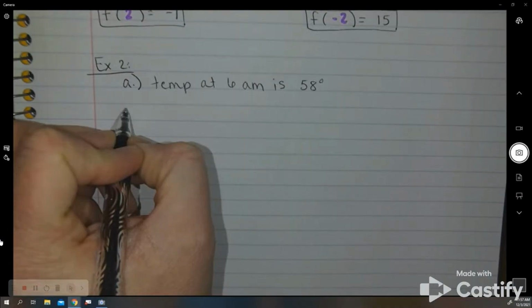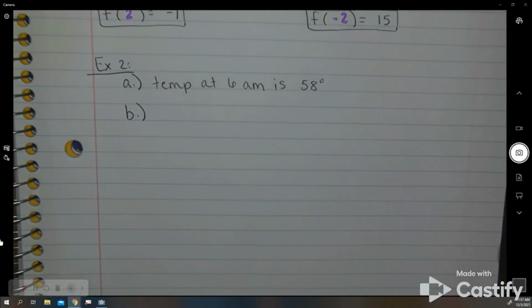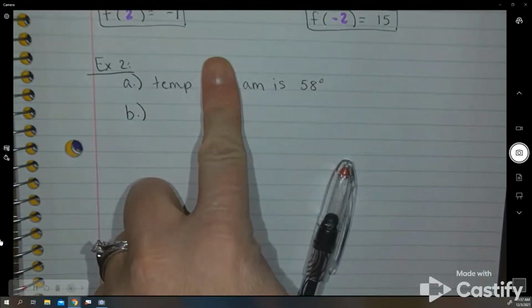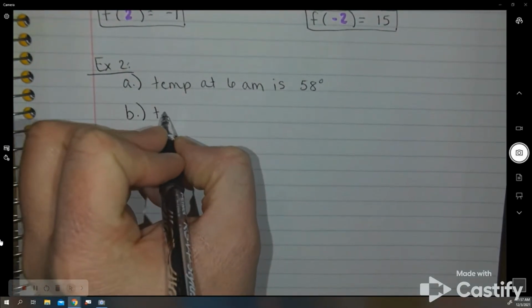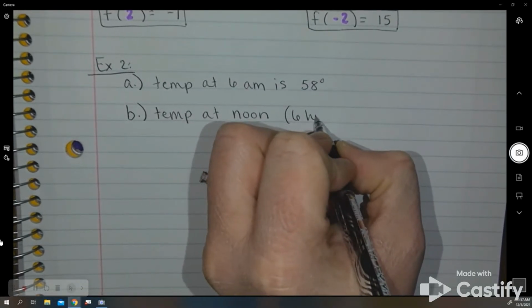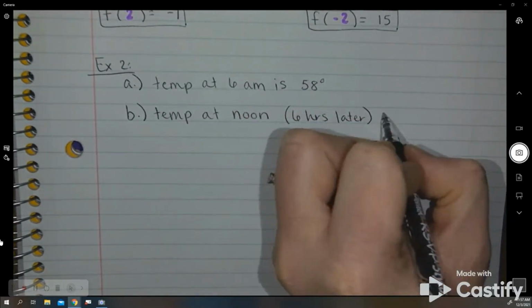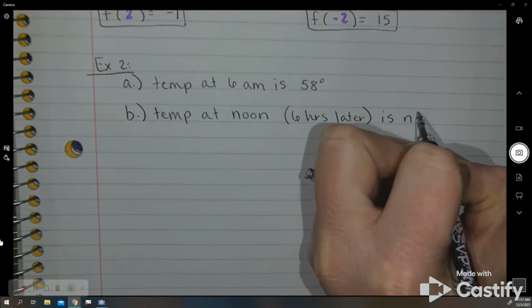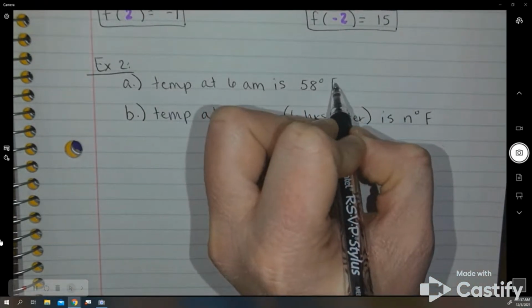For part B, we have f of 6 equals n. So we know that it's the temperature 6 hours after 6 a.m. If we think about it, that's 7, 8, 9, 10, 11, 12 p.m., so 12 noon. So the temperature at noon, which we're going to remind ourselves is 6 hours later, is, and it says that it's equal to n. So not very informative for us, but it's n degrees Fahrenheit. I should have labeled this one up here, Fahrenheit as well.